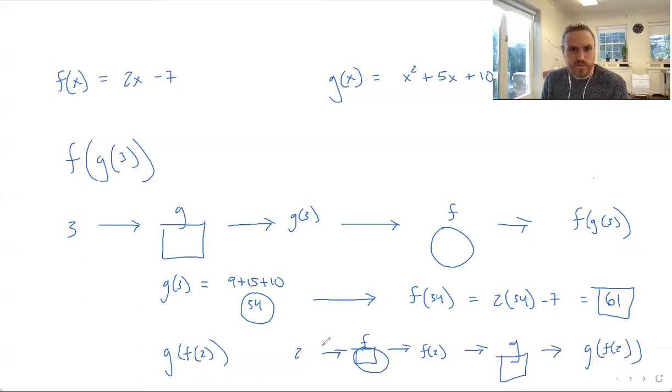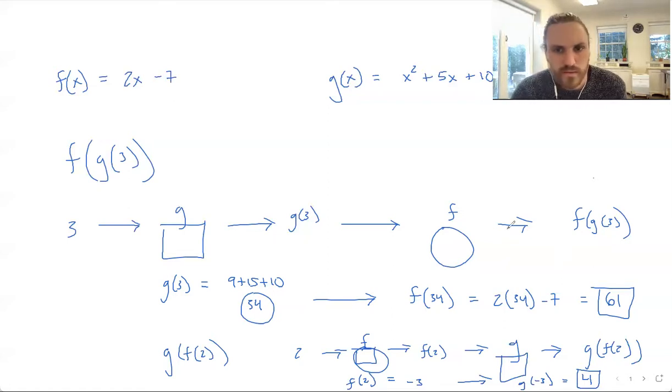So if I plug 2 into f, f of 2 is 2 times 2, which is 4, minus 7, which is negative 3. And then if I plug negative 3 into g, I will get out 9 minus 15 plus 10, so 9 minus 5, which is 4. So I would end up with 4. And so basically, we can just plug things in to one function and then plug it into the other function.